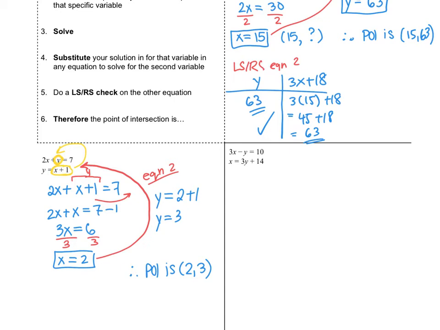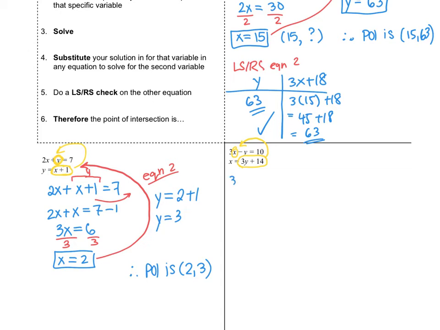Okay, let's try another one. 3x minus y equals 10, x equals 3y plus 14. So notice here we have x isolated for, and x is equal to 3y plus 14. So I look at my previous equation, or the one above. Here's the x, because x is what's isolated for.